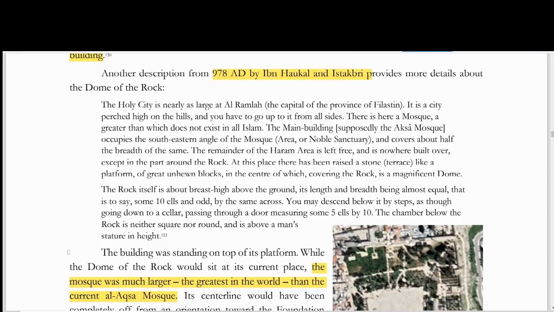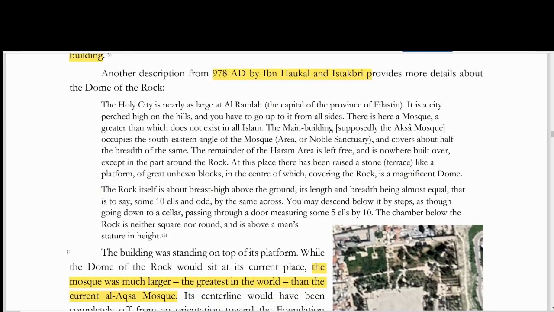Another description from 978 AD, so late 10th century, by Ibn Hokal and Ishtakbri, provides more details about the Dome of the Rock. The holy city is nearly as large as Al-Ramah. It is a city perched high on the hills. You have to go up to it from all sides. There is here a mosque, a greater than which does not exist in all Islam. The main building, supposedly the Aqsa Mosque, occupies the southeastern angle of the mosque area or noble sanctuary and covers about half the breadth of the same.